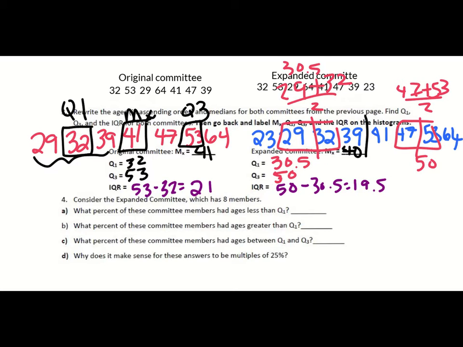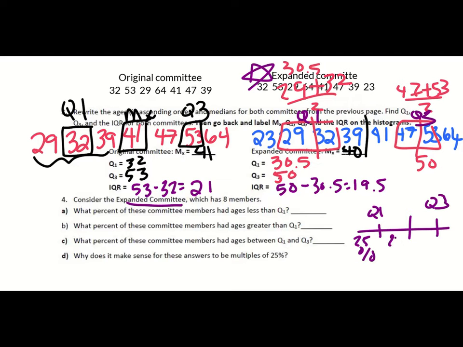Then they want to know, consider the expanded committee, so that's this one here. They want to know what percent of committee members had ages less than quartile 1. Here's my quartile 1, here's my quartile 3. Remember, there's 25% of your data in each of these four sections. So there's 25% in this area.